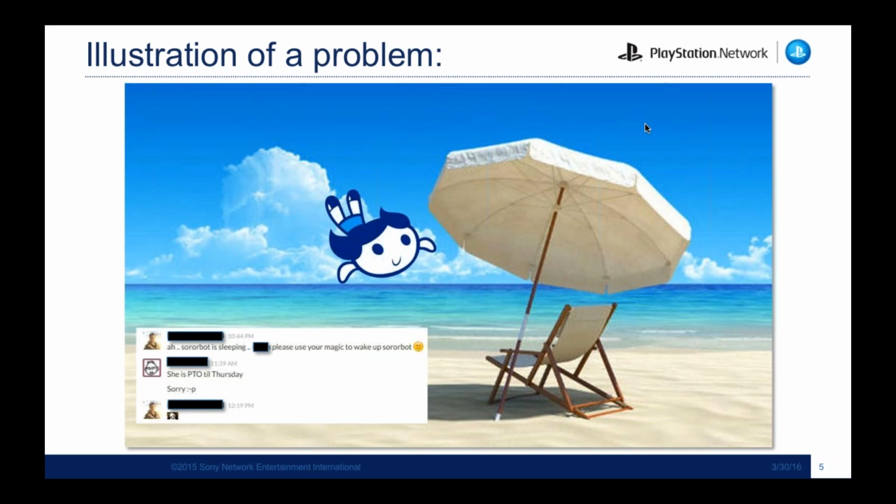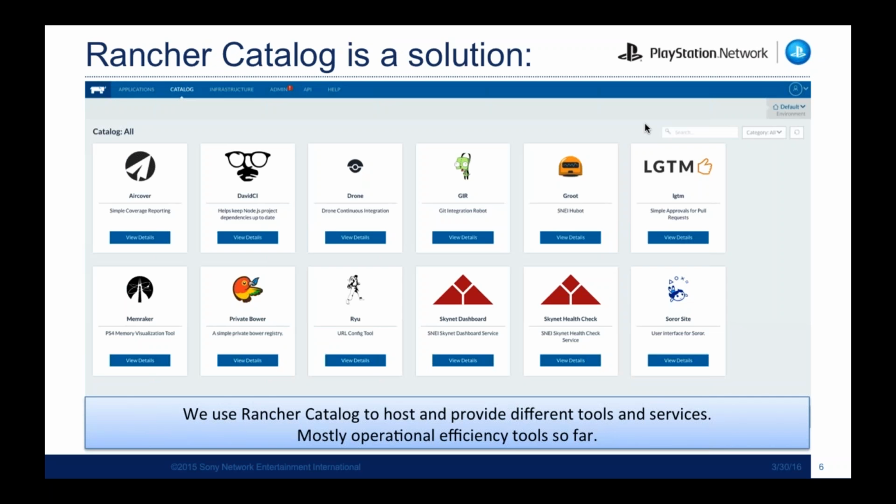The tool was made by a developer, and he hosted it on his local, old laptop. And every time he would go on a conference, PTO, or whatnot, that tool and service would disappear. So that's the thing we wanted to resolve. And basically, that's how we stumbled upon Rancher and Rancher Catalog. So we used Rancher Catalog as a solution to this, and basically to host and provide different tools and services.